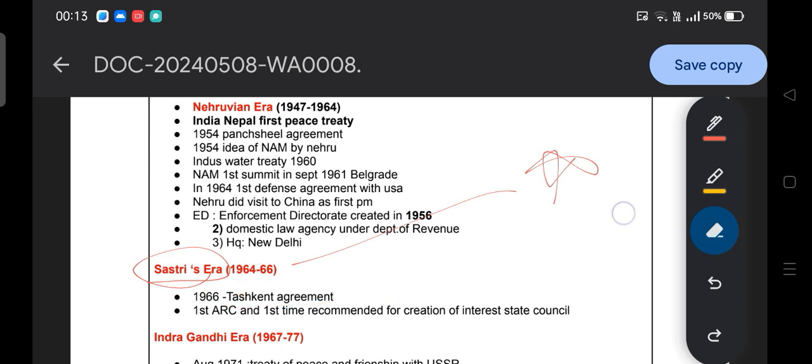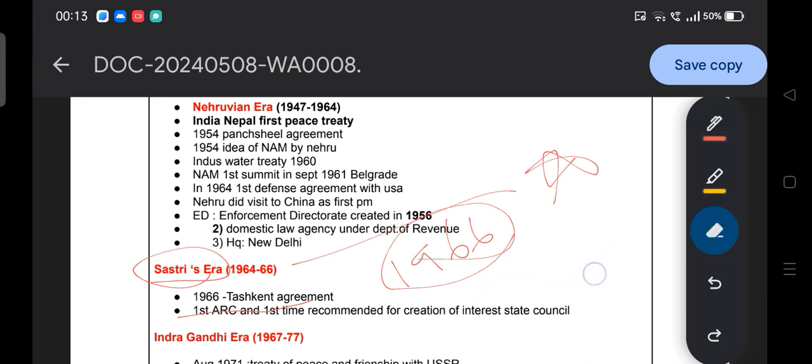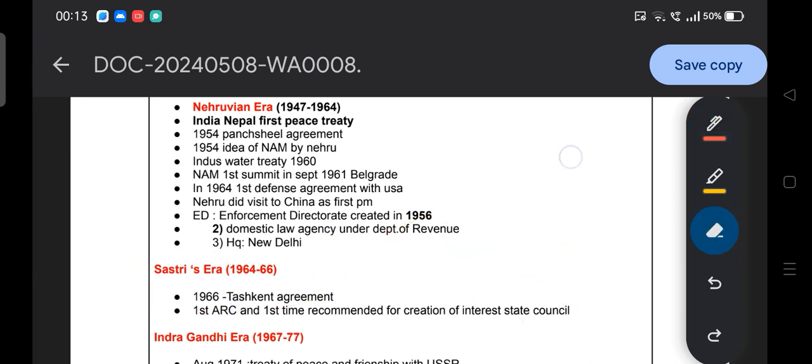Then another important thing, you will be surprised: the first ARC for the first time recommended the creation of interstate councils. As we all know, the first ARC was constituted in 1966, and for the first time it recommended the interstate council. So they can simply ask the question: for the first time who recommended the creation of the interstate council? It is the first ARC, the Administrative Reforms Commission. However, it was not approved by the government, but it was the first time ARC recommended that.